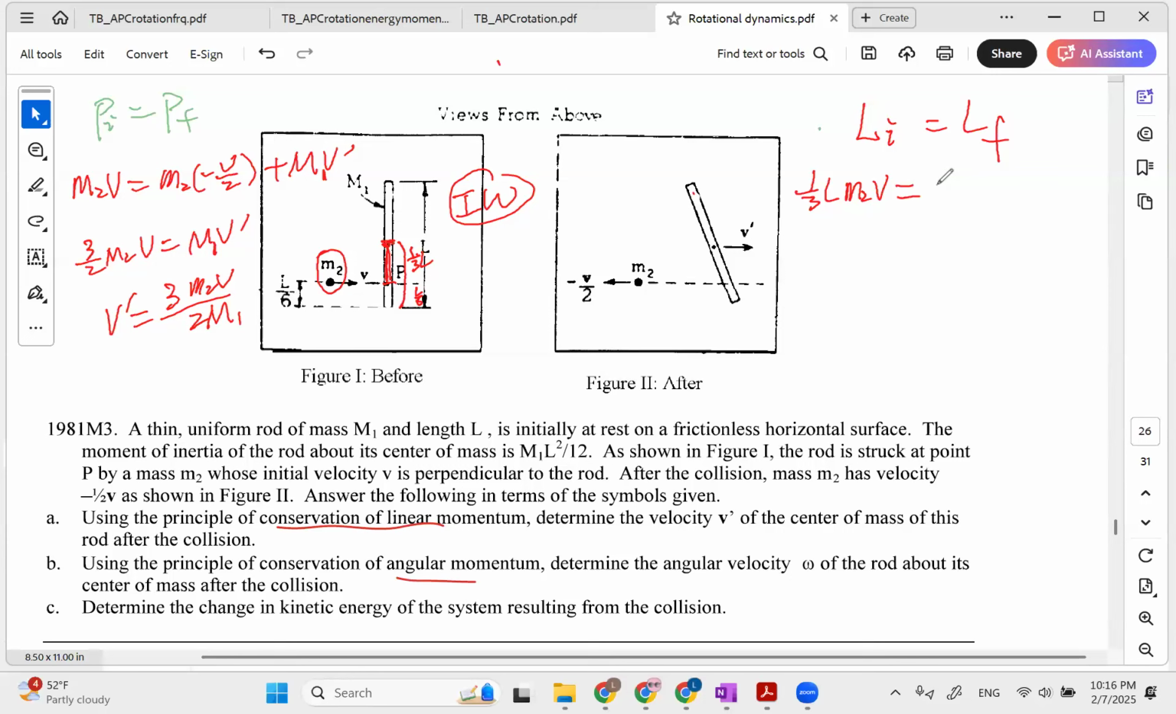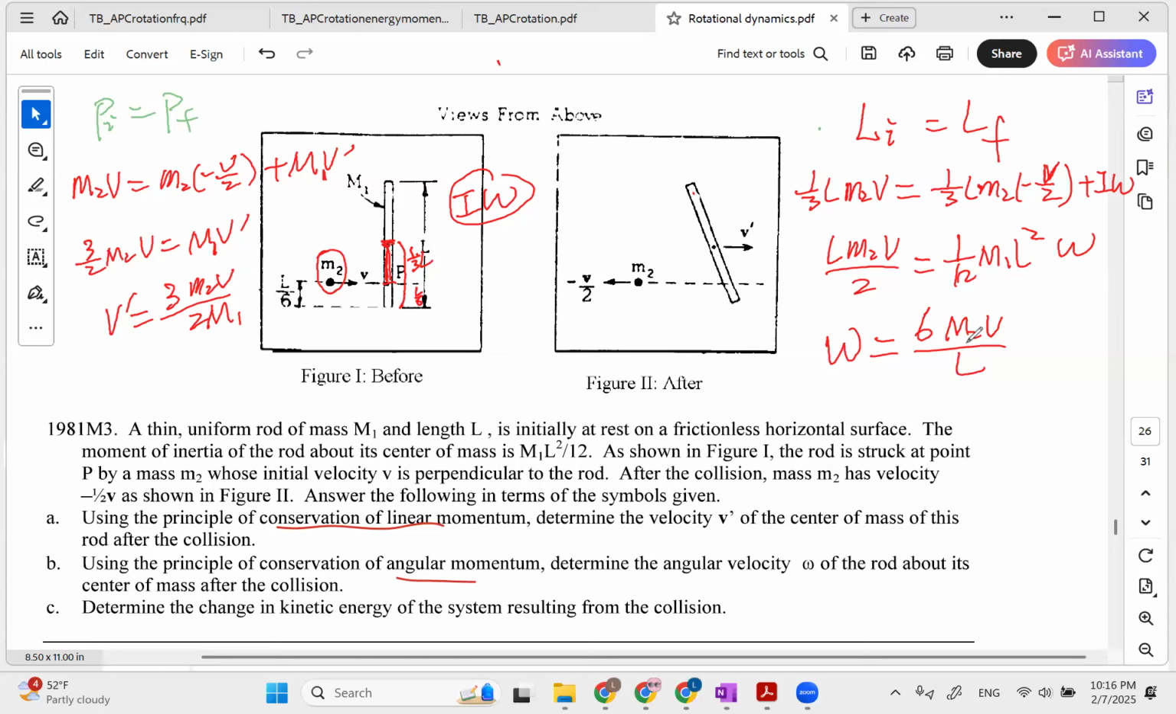Okay? So it's 1 over 3 L times M2V, right? Then it will be equal to 1 over 3 L times M2 times negative half V, right? And then plus I omega. And you add it, right? Then you can simplify it. L M2V over 2 will be equal to 1 over 12 M1 L squared omega. So you'll get omega will be equal to 6 M2V over L, right?